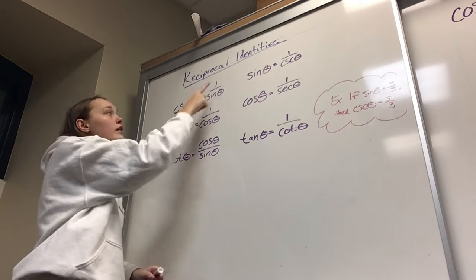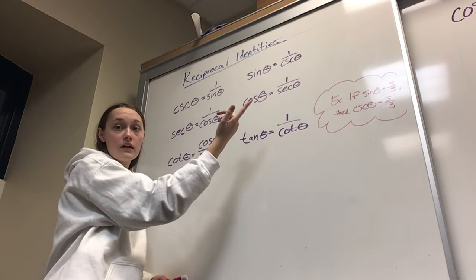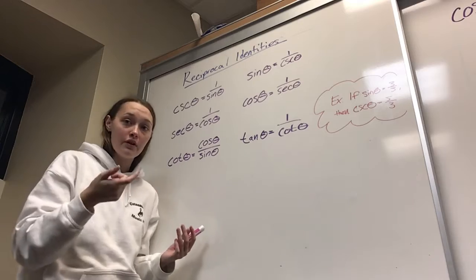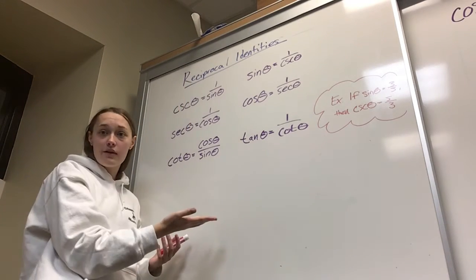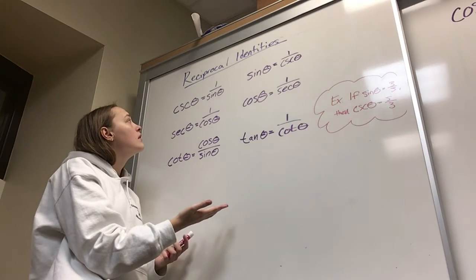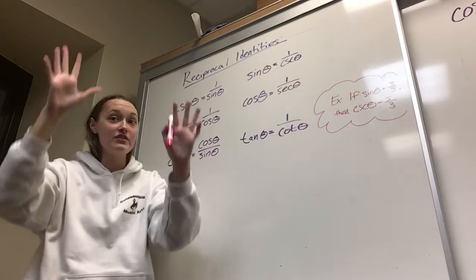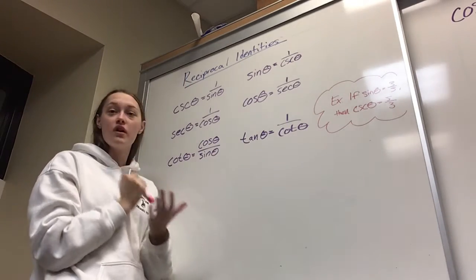So 1 over sine of theta equals cosecant of theta, and 1 over cosecant of theta equals sine of theta. This is because they are reciprocals. You flip it over and they become each other. So I would write these down. I will try to make a master list of all the identities because there's a lot and you need to know them to solve them later.